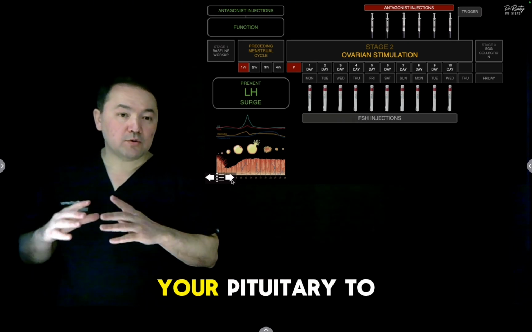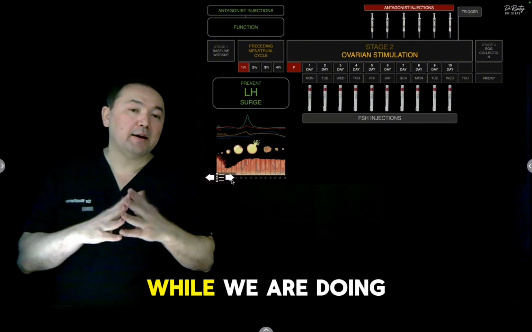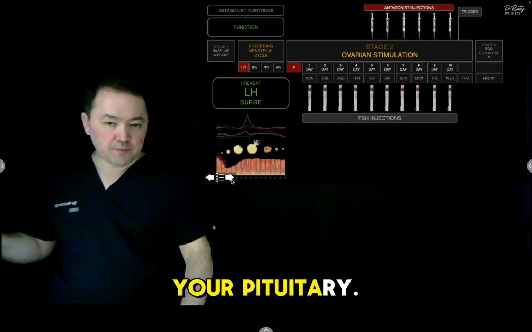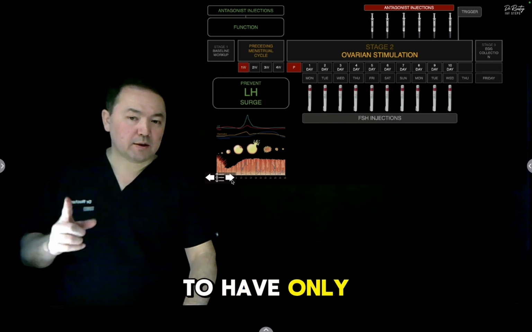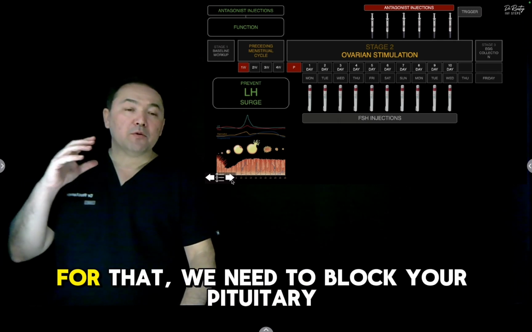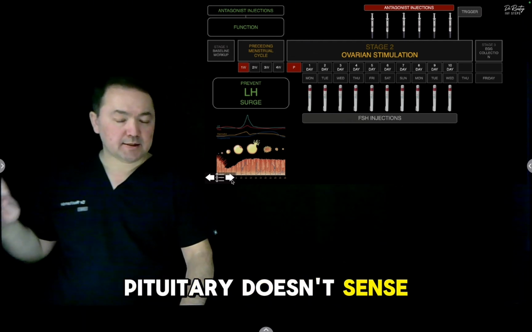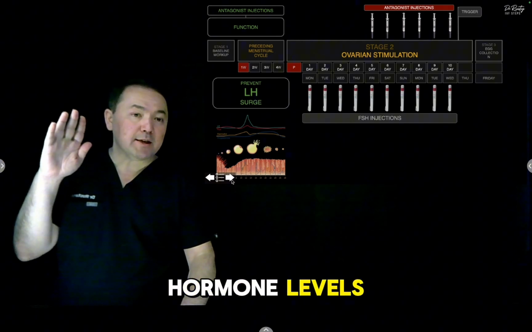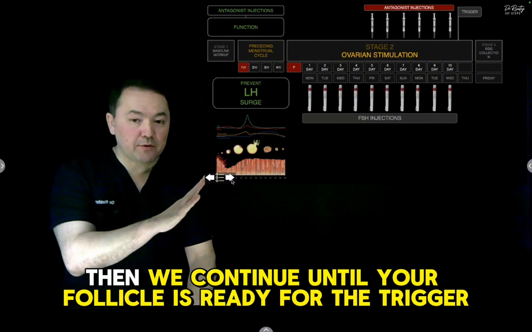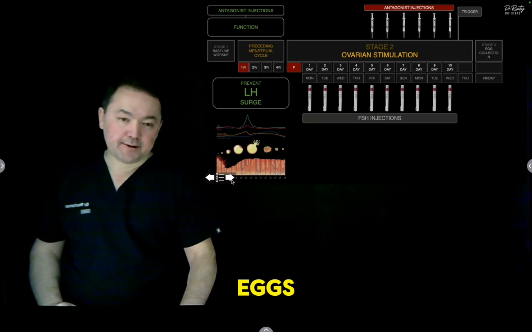So we don't want your pituitary to mess up your cycle and surge LH and ovulate while we're doing stimulation before the egg collection. So for that, we need to block your pituitary. In IVF, we don't want to have only one follicle. We want to get 10, 15 eggs if we can. For that, we need to block your pituitary so that it doesn't sense increased estradiol hormone levels, and then we continue until your follicles are ready for the trigger. Then we give a trigger shot, then collect your eggs.